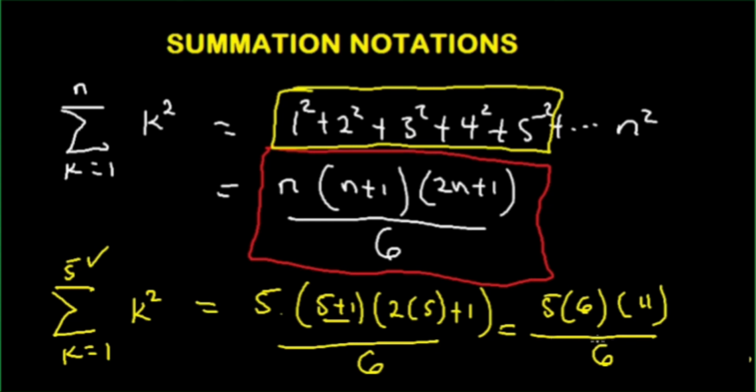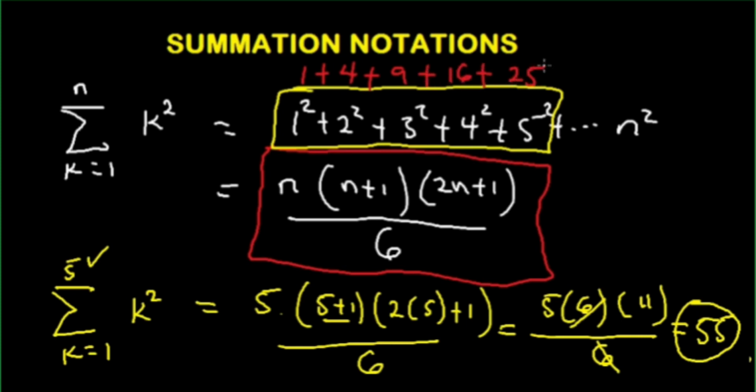Then you get this to cancel this one. The answer will be what? 55. Okay, you're not sure if it is correct, right? Let's try it from here. 1 squared is 1, plus 2 squared is 4, plus 3 squared is 9, 4 squared is 16, 5 squared is 25. Okay, so let's take it from here. 1 plus 4 is 5, right? 5 plus 9 is 14. 14 plus 16, that is 30. 30 plus 25, that is 55. Can you see that? It's very simple. So that's how to do those ones.